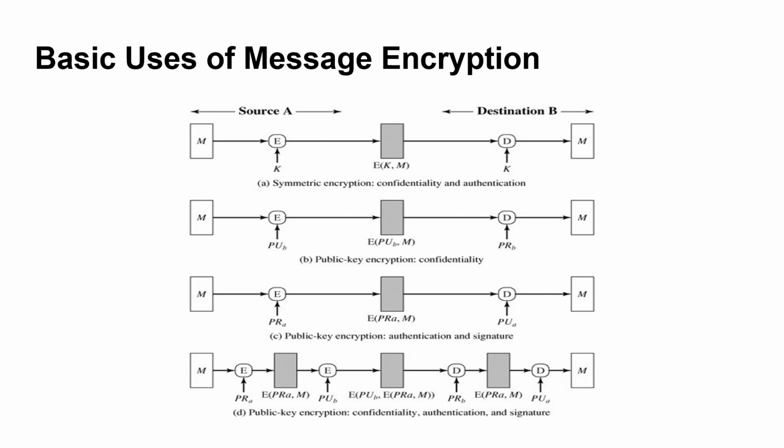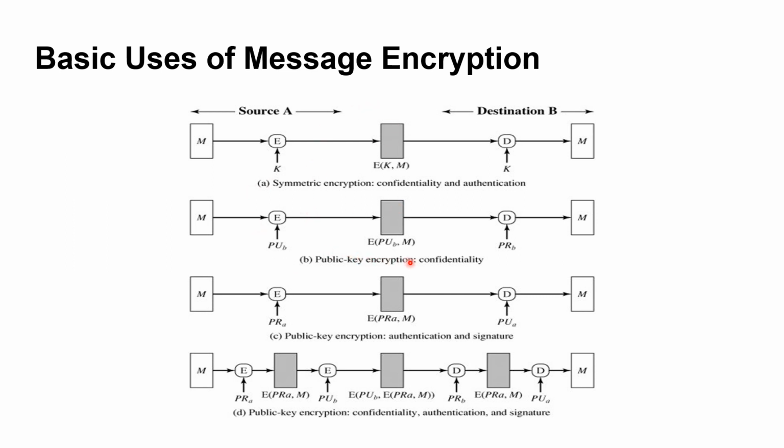So what are the basic uses of message encryption that have been depicted in the diagram? In the very first diagram, we have normal symmetric encryption where the same key is utilized. A message is generated and encrypted with a key. The same key is utilized for decryption over here also. So this is symmetric encryption, where we are maintaining confidentiality.